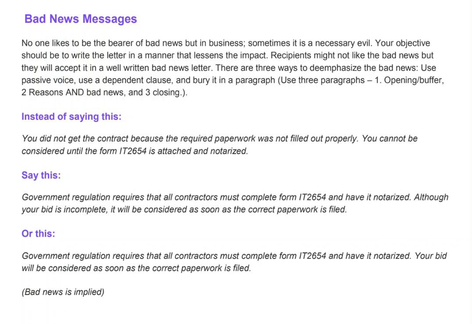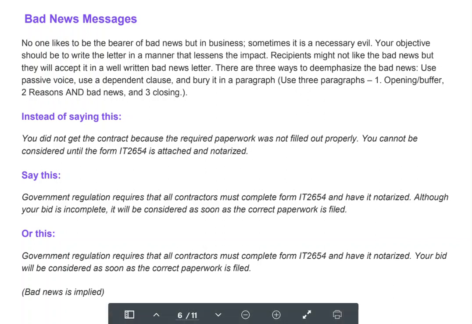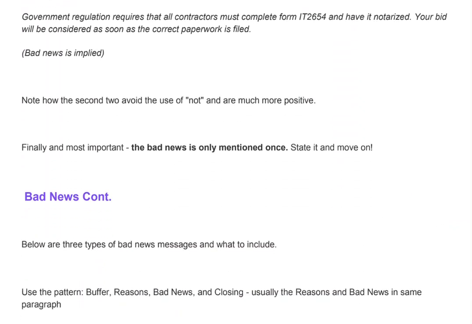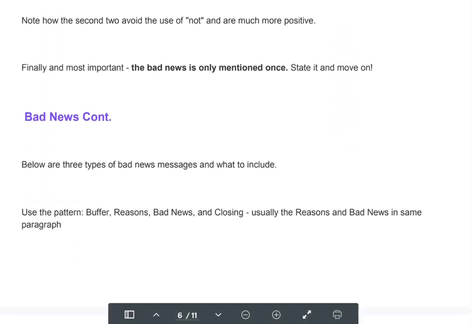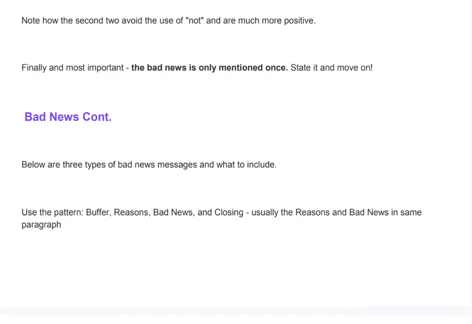Use 3 paragraphs. The first one should be the opening or buffer. Second, the reasons for the bad news and the bad news in one, so that we're kind of burying the bad news. And finally, the closing. Okay, so you can read through those examples. Oh, make sure the bad news is only mentioned once. I've seen students that write, "I'm sorry, I cannot process your claim." Again, your claim cannot be processed, and finally, your claim will be processed soon, or whatever. Mention it only once and move on from that.